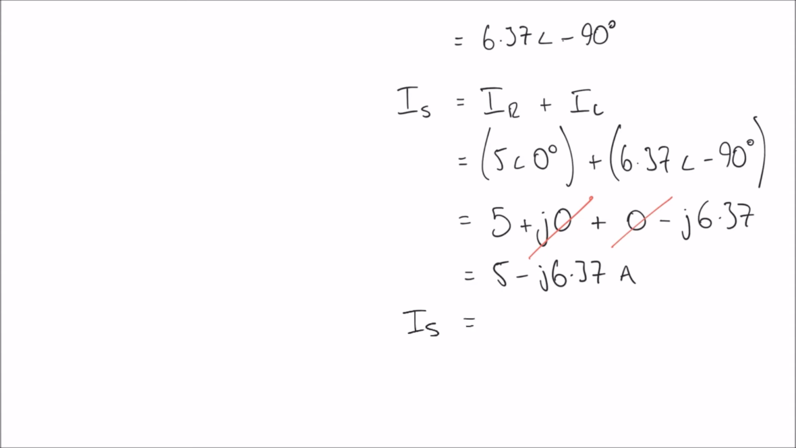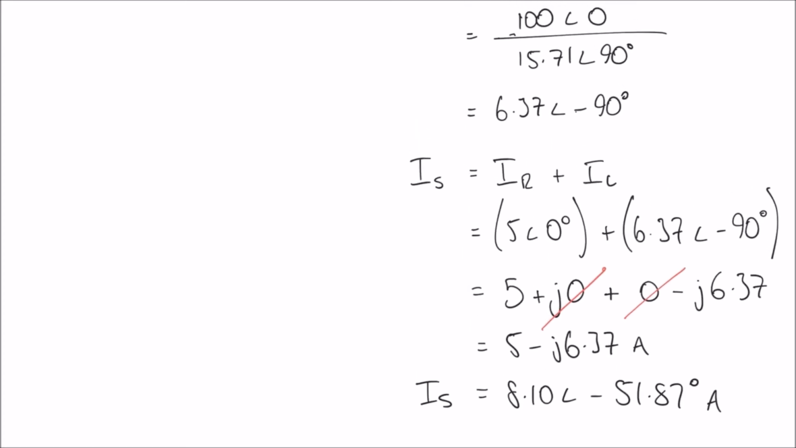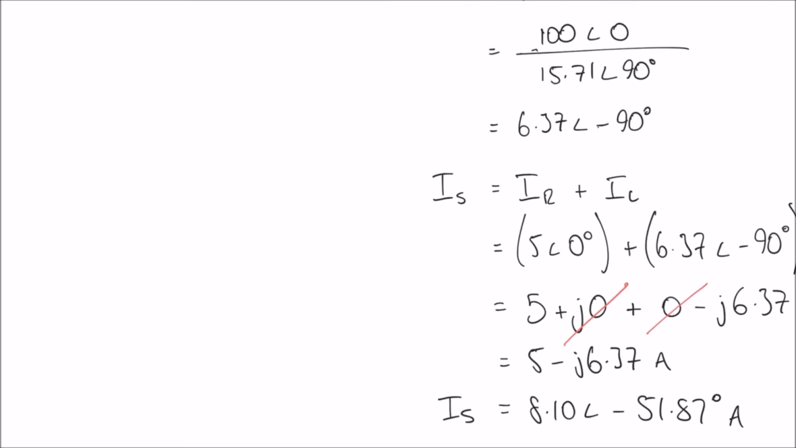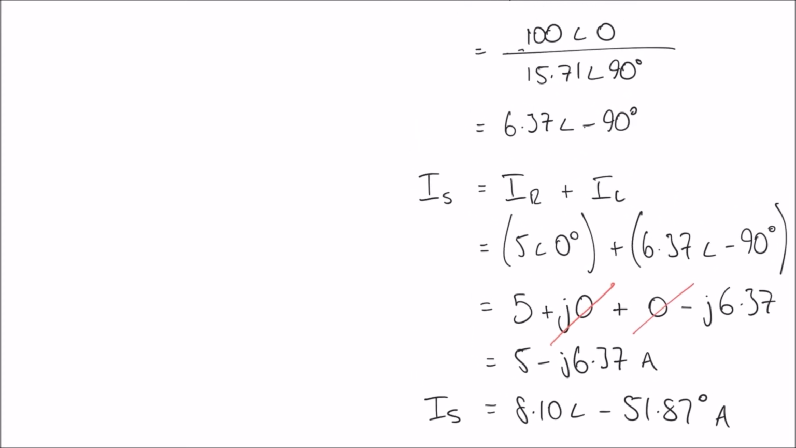But in polar form, IS is going to be expressed as being equal to 8.10 at an angle of minus 51.87 degrees. And so the last step for us is to draw our phasor diagram. If we go back up just a little bit here, hopefully we'll be able to see all of these terms and draw our diagram appropriately.